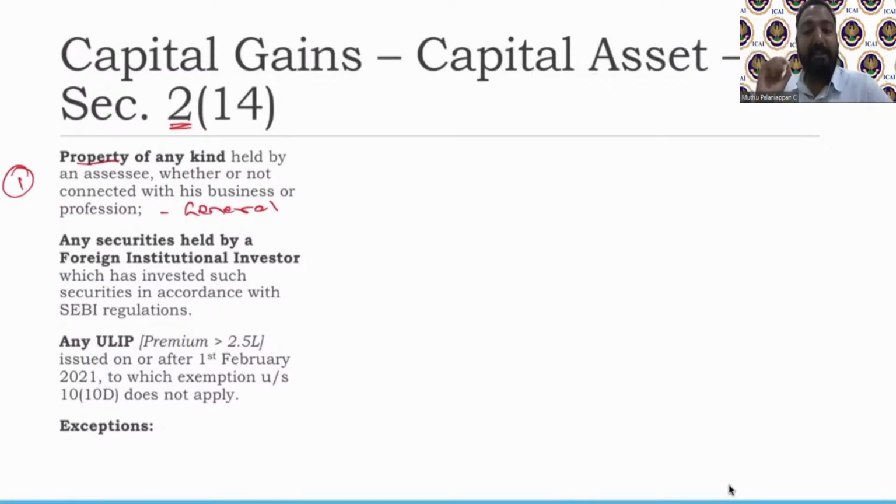Now, another specific definition is exclusively for securities held by foreign institutional investor. Securities held by the foreign institutional investor. The point is, whenever a foreign institutional investor, okay, now the question comes, who is a foreign institutional investor, right? I always go by a mechanism. Split the words and understand the common language.